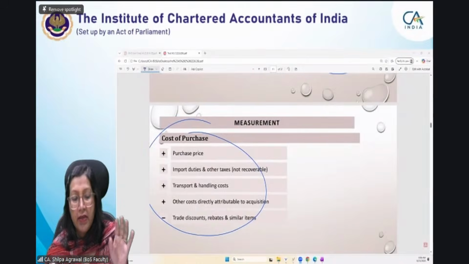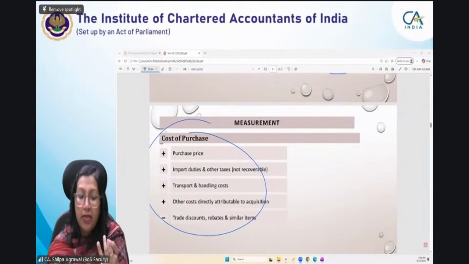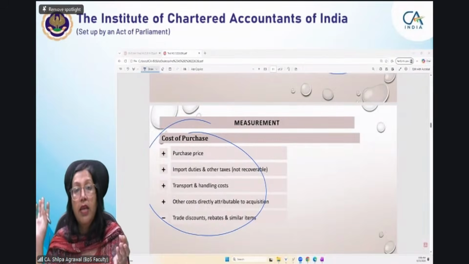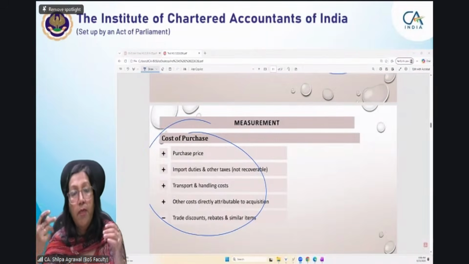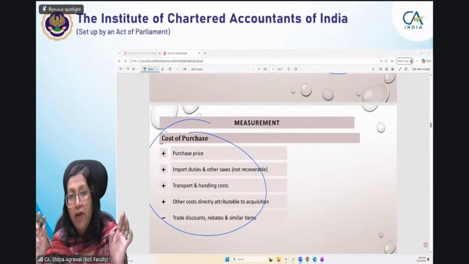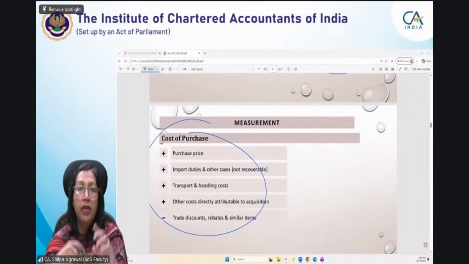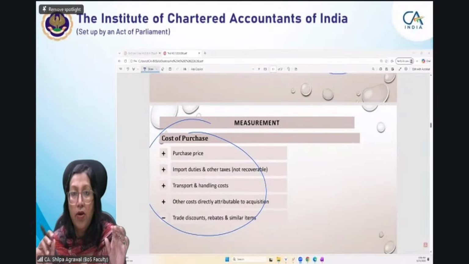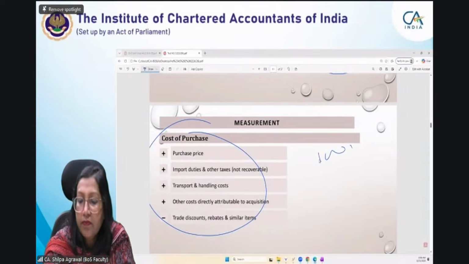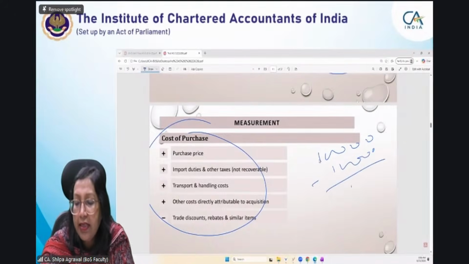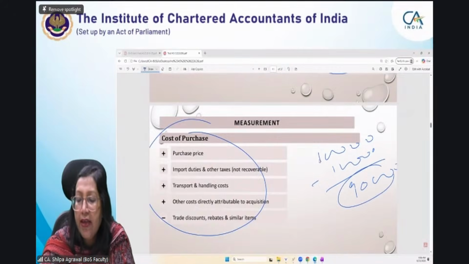However, what will be deducted is your trade discount, rebates and similar items. This we are studying from class 11th. Trade discount does not form part of the cost price of the purchase. We always say cash discount is deducted at a later point of time, however trade discount is deducted at the initial stage only. And sometimes it is not reflected also. We do not show 1 lakh minus 10,000 trade discount as 90,000 in this manner. What we do is directly come with this value.